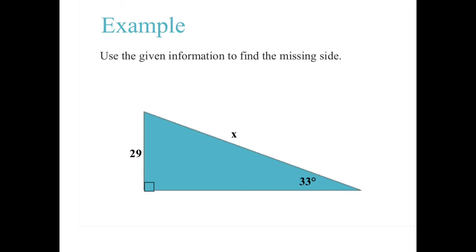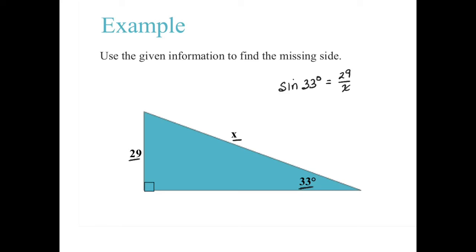Let's see if you can try one. I'll get you started. We have angle 33, and from 33 we have the opposite side and the hypotenuse. Using opposite and hypotenuse is the sine. So sine of 33 degrees equals the opposite, which is 29, over the hypotenuse.